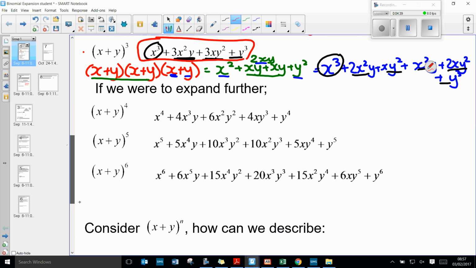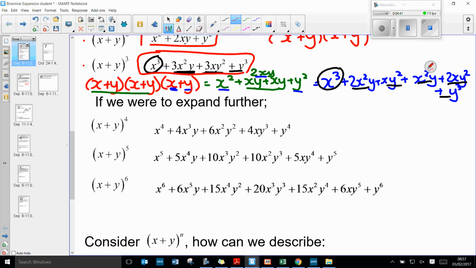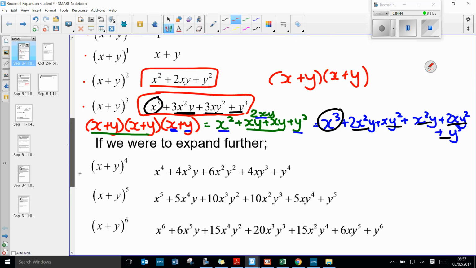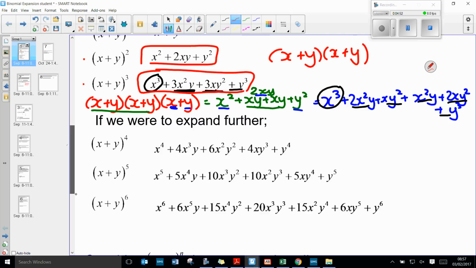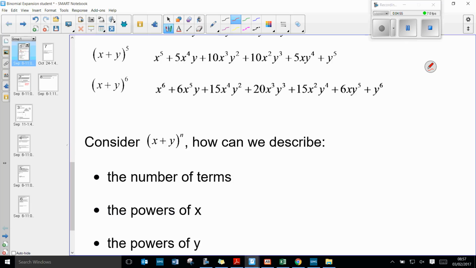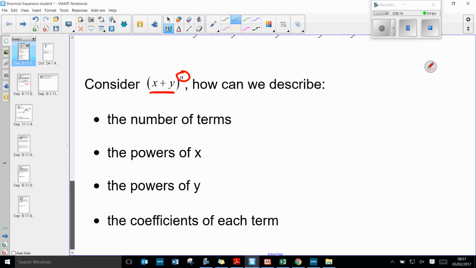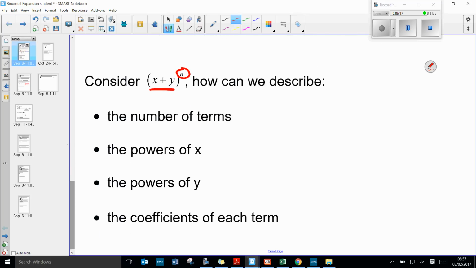Okay. Now I want you to take a few minutes and just have a look at this pattern. So obviously we can see x plus y to the 0, 1, 2, 3, 4, 5 and 6. So I want you to consider, how do you think we can describe x plus y to the power n? So we want to try and relate everything to either the x or the y or to the power n. So think about the number of terms, look at the powers of x, what happens to them. Look at the powers of y, what happens to them. Look at the coefficients of each term. Do they follow any kind of pattern? Okay, so we're going to give you a few minutes to have a think about that.